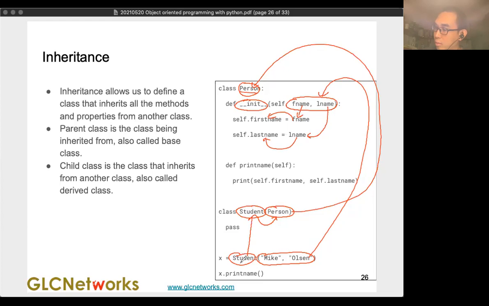So after this, we call this line instantiation. You instantiate, so you call this, and then x will become an object. And because it's an object, we can call a method that is contained here.